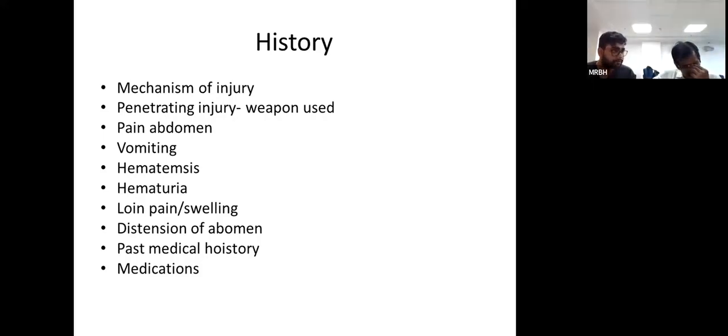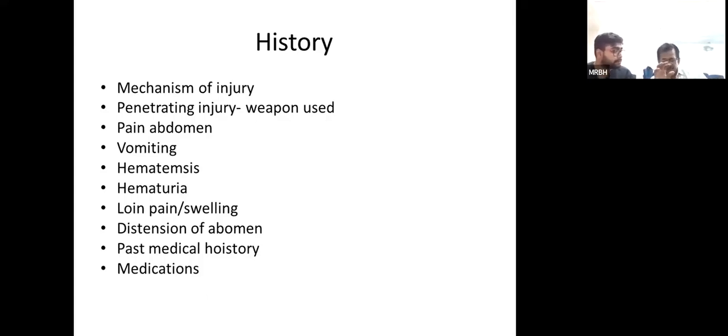Any role for rectal examination? Yes, it is important because in cases of pelvic fracture there might be a rectal injury with rectal bleeding. Also, rectal examination helps us to check for any obvious collection in the pelvis, which might be appearing as a bulge in the pelvis.